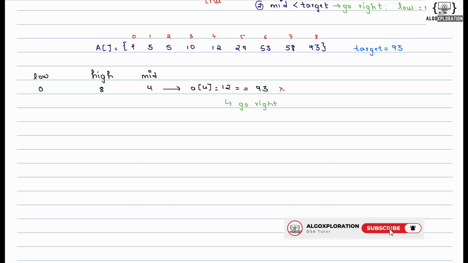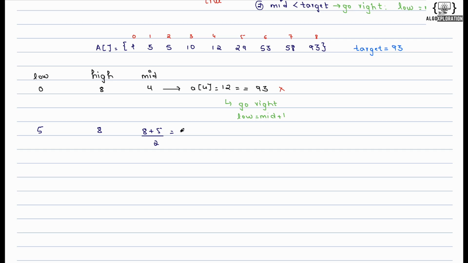If we want to go right, then low should be mid plus 1. So low will be 5, and high stays as it is. Now again find the middle element. 8 plus 5 divided by 2 will be 6, I'm just taking the integer value. So a of 6 is 53, and we know that 53 is lesser than 93. Then simply go right again.